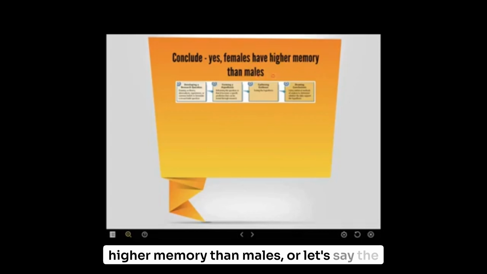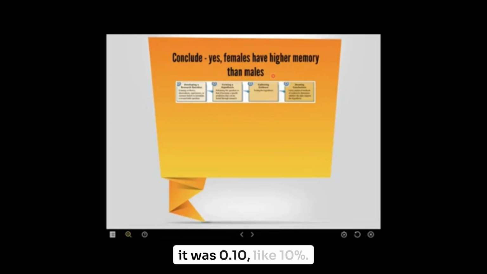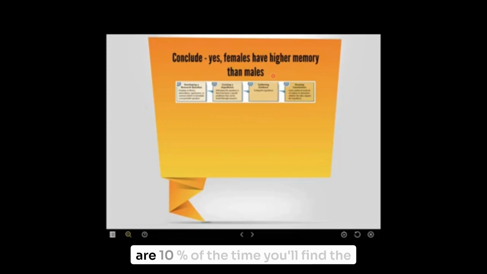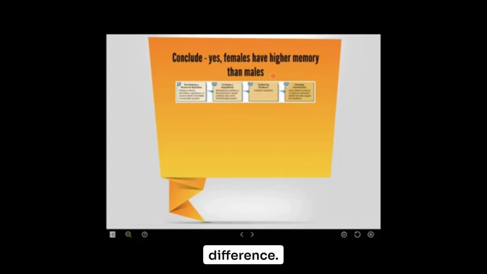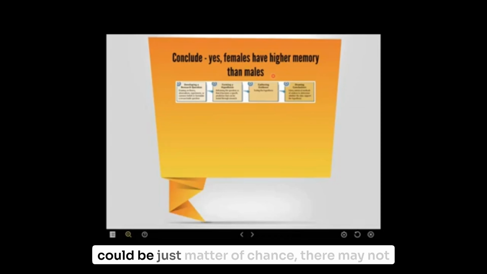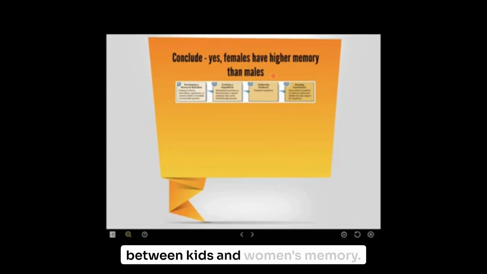Or let's say the difference of 10 points had a p-value, a probability of finding it by chance, of 0.10, like 10%. If there was no difference between males and females in their memory, then there are chances of 10% of the time that you'll find the difference. Well, that's a higher chance, right? So the difference you found could be just a matter of chance. There may not be an actual difference in the population between males' and females' memory.